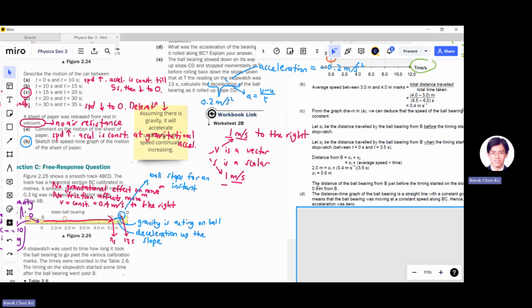Basically, inertia is the tendency of an object to continue with its motion. Okay, let's rephrase it. Inertia is the resistance of an object to change in motion, or to start moving when it's stationary. So if an object is stationary, it has a resistance to being moved. Or if the object is moving already, it has a resistance to being stopped.